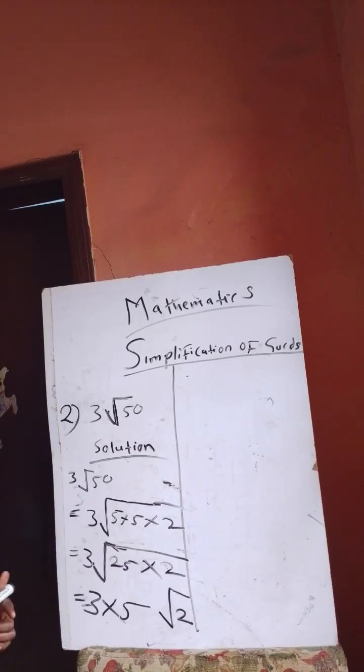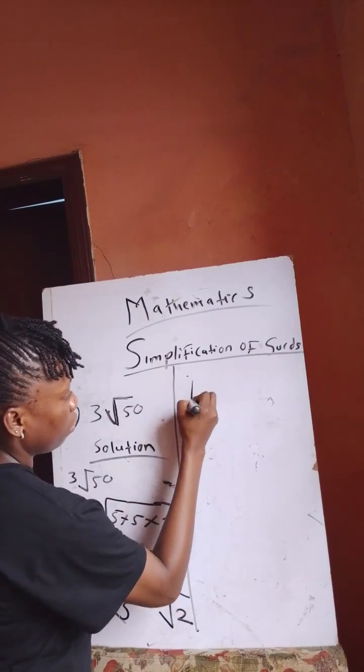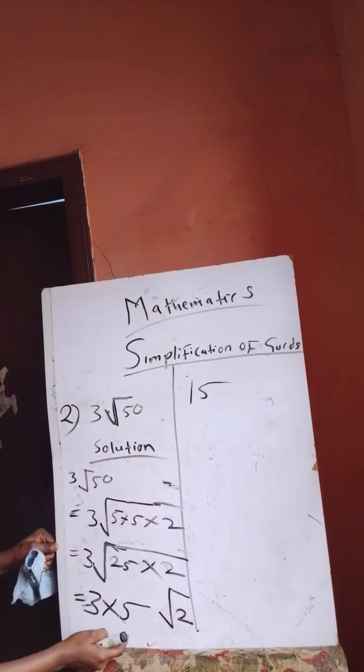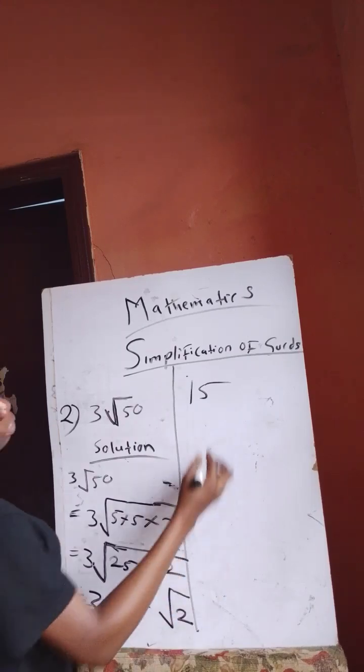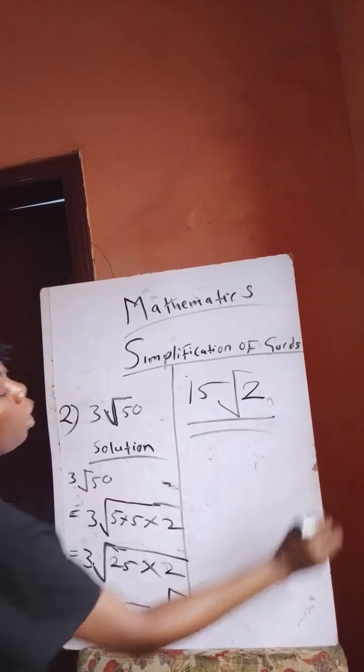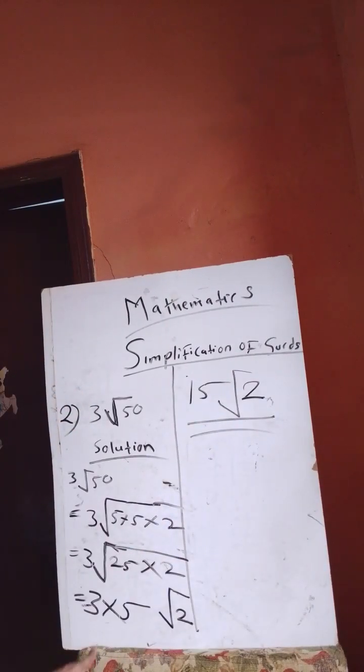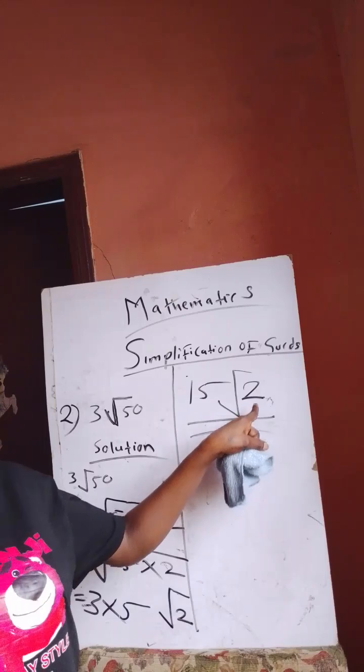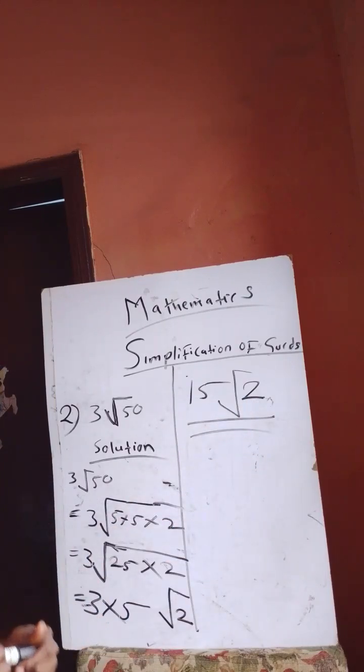So we say 3 times 5 will give us 15, plus your root. So our final answer is 15 root 2. That is our final answer.